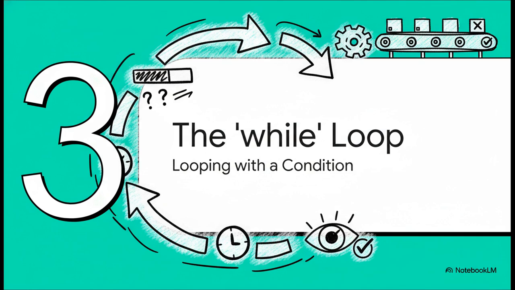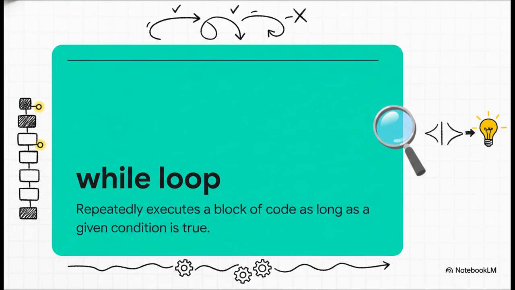For loops are awesome when you know exactly how many times you need to repeat something, like for every item in a list. But what if you don't? What if you need to keep doing something until a certain thing happens? For that scenario, we have a different kind of loop, the while loop. And the key, as you might guess, is right in the name. A while loop will just keep on running over and over for as long as, or while, a specific condition is true. The very moment that condition flips to false, boom, the loop is done.